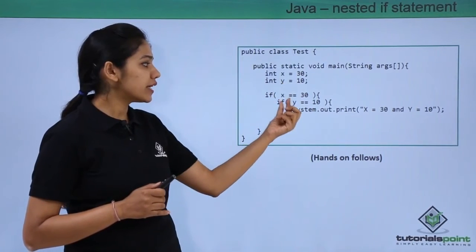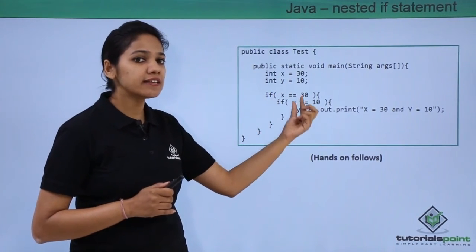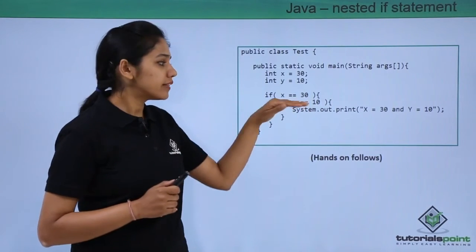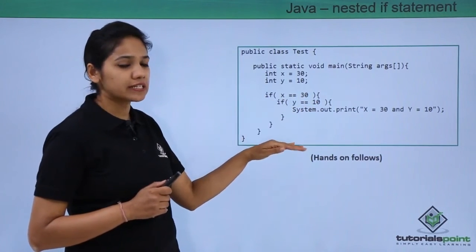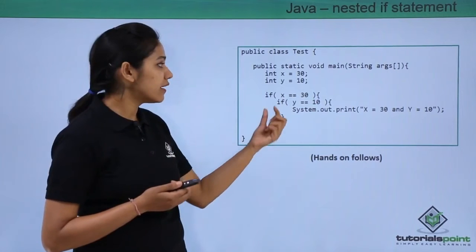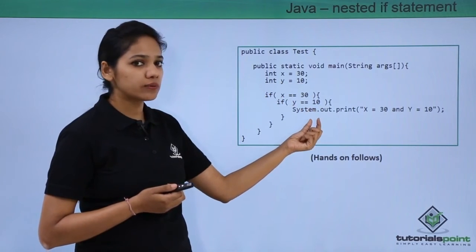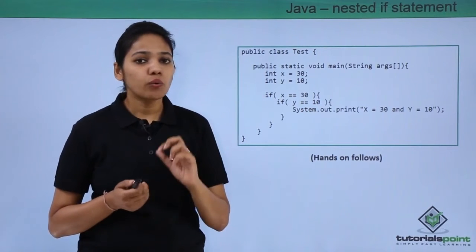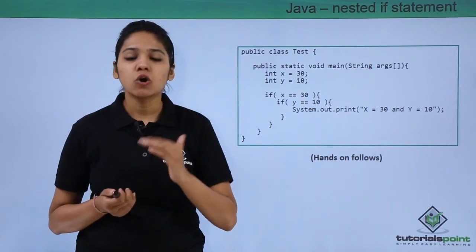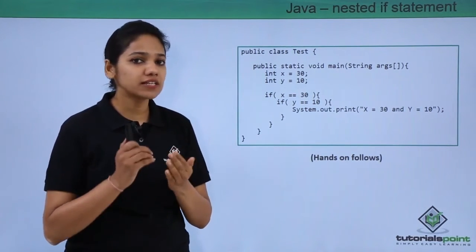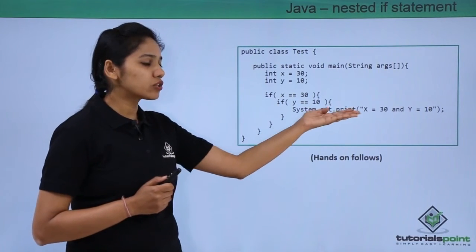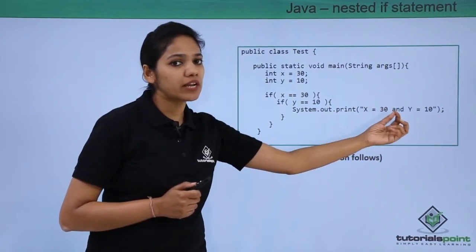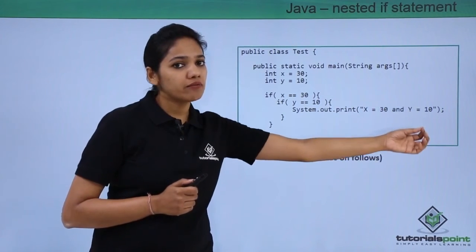In this case, we say yes, 30 is equal to 30. That is, your first condition is satisfied, then it will go check for the second condition. And the second condition says that if 10 is equal to 10, therefore the second condition is also satisfied. Once the second, or the inner, or the nested if condition is satisfied, then it will execute the block of statements. And this block of statements says that x value is so and so and y value is so and so.